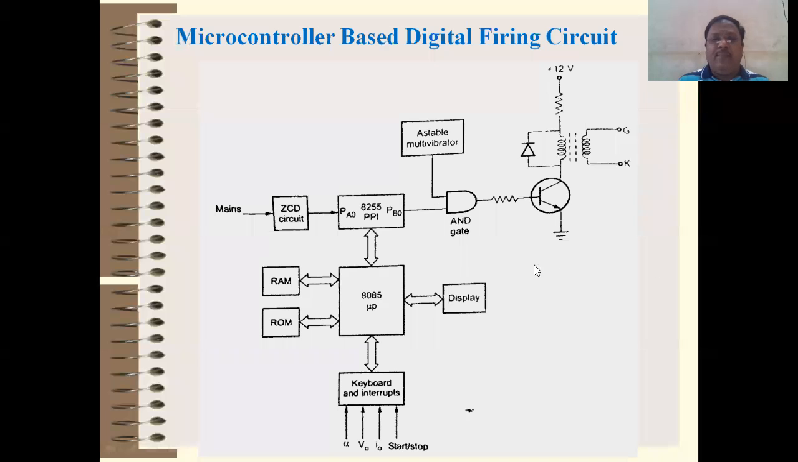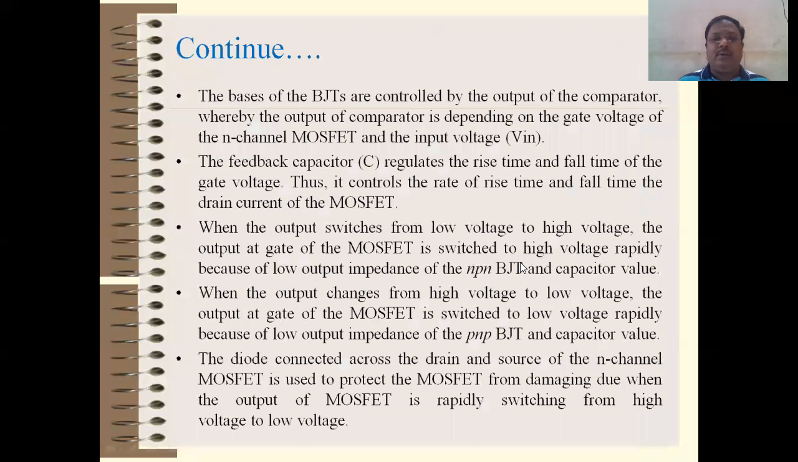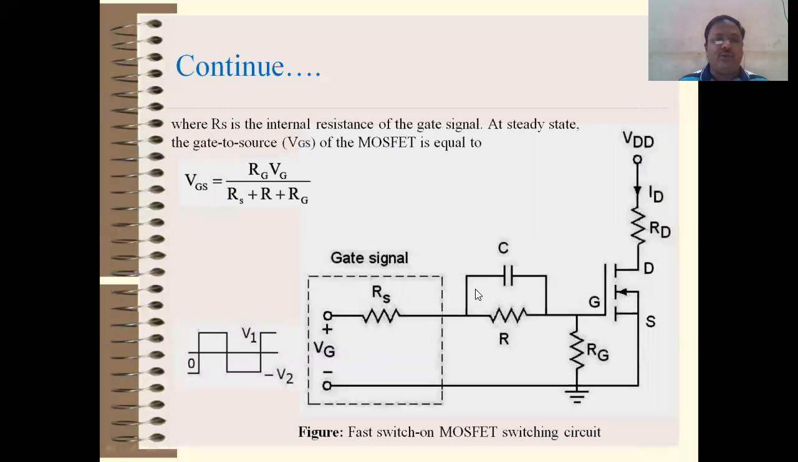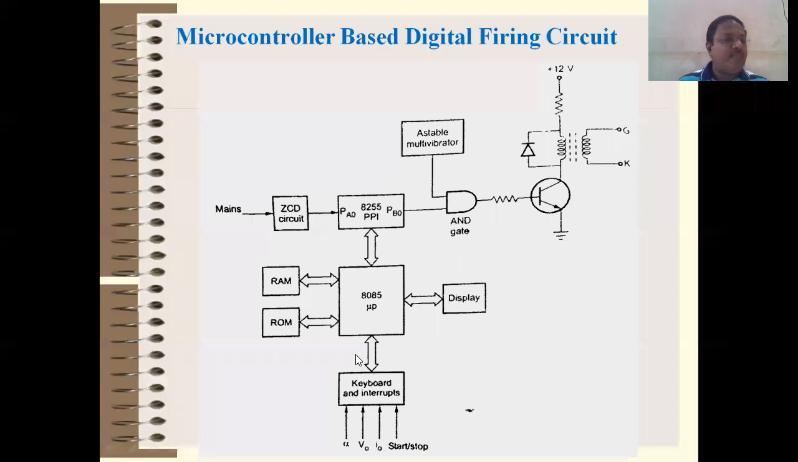So the amplitude and the pulse width should be proper. See, I have shared this figure with you, that is the fast switch on MOSFET switching circuit. I think the slide in front of you has changed or not, I don't know. But in this particular circuit, I have shown the triggering pulse, right? So the amplitude of the triggering pulse as well as the time period, both are important. Okay. So remember, okay.